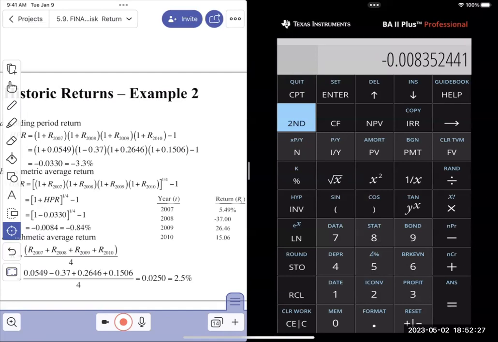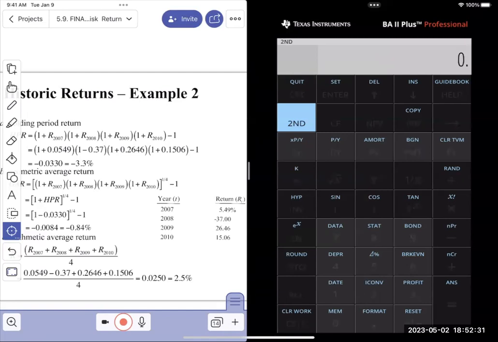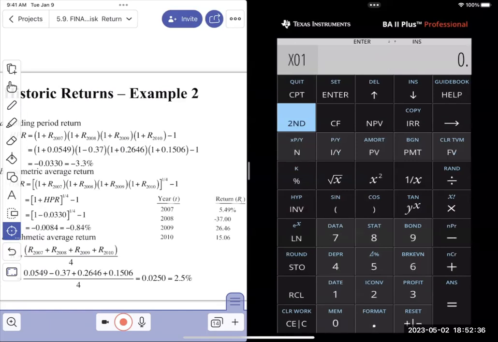And then finally, if I was to average these numbers, I could put them into my data key. Remember how to use this? So I'm going to put them in the data key. Or maybe you don't remember. I'm going to make sure there's nothing there, so it's clear. If not, I have to hit second clear worksheet and then start entering my numbers.